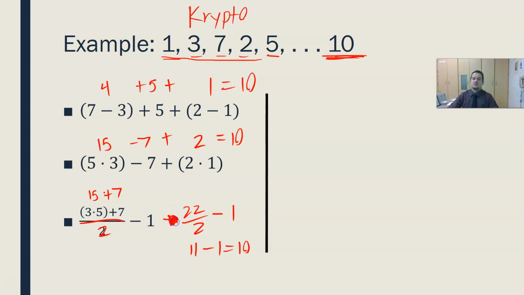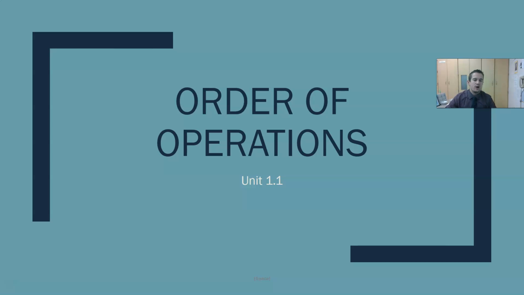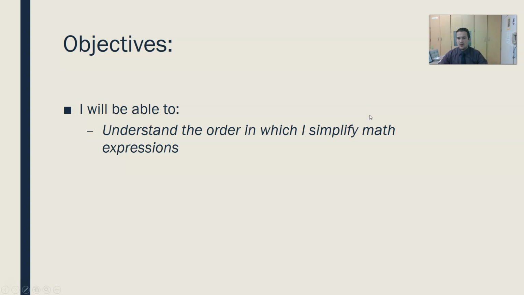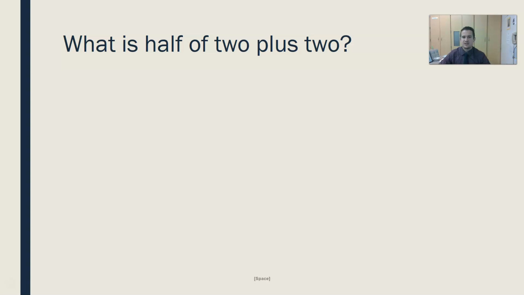But I want you to notice, the reason I bring this up with the parentheses and all these different operations is the order in which I simplified each of these expressions. And that order is called order of operations. So, by the end of this lesson today, this is what I hope that you're able to do. I hope that you're able to understand the order in which you simplify math expressions. This isn't anything terribly new, but I hope that you're able to review and understand the order that we simplify math expressions.